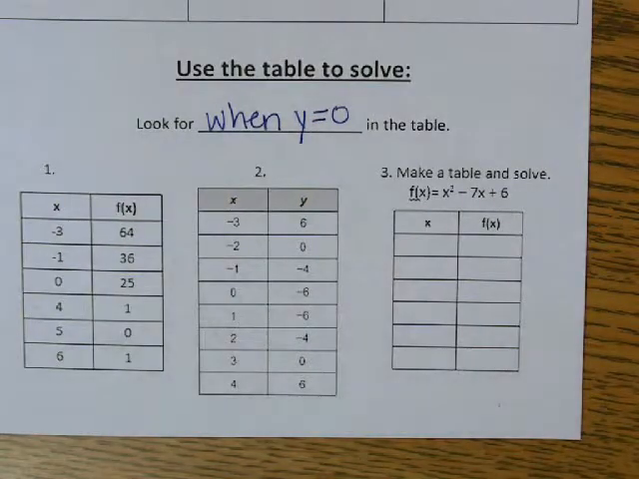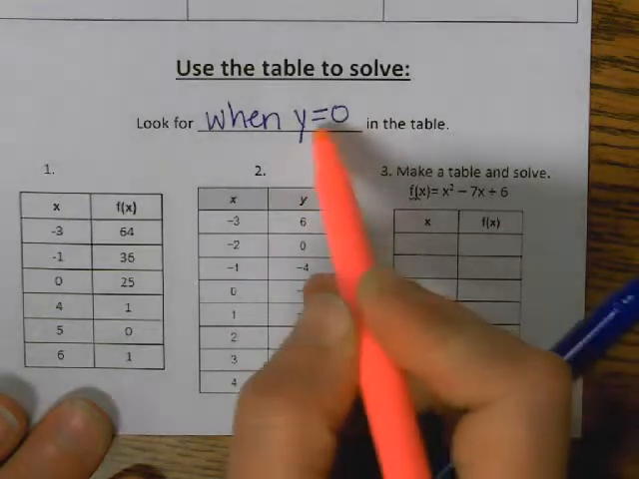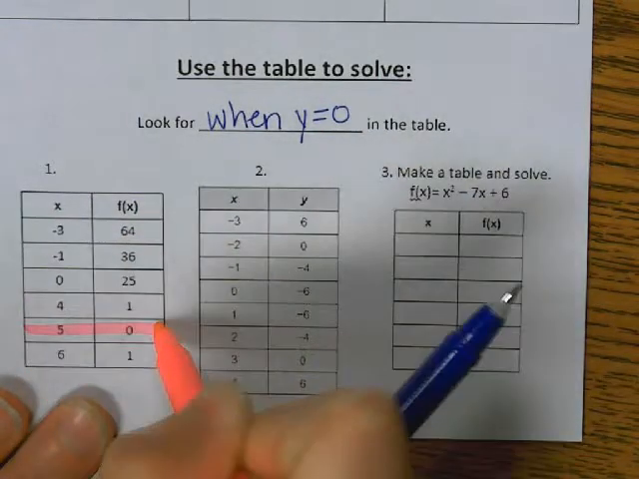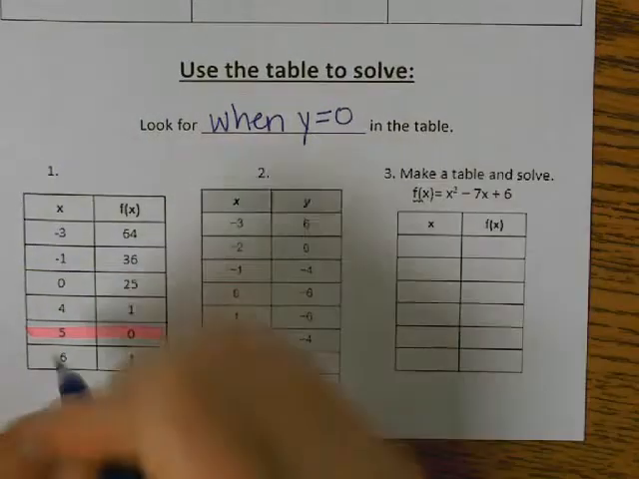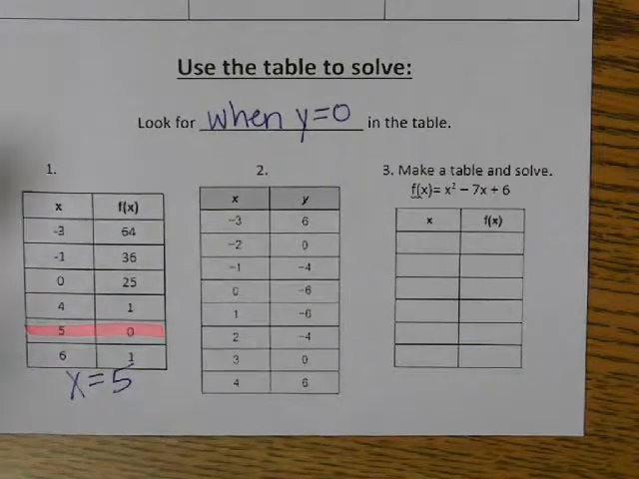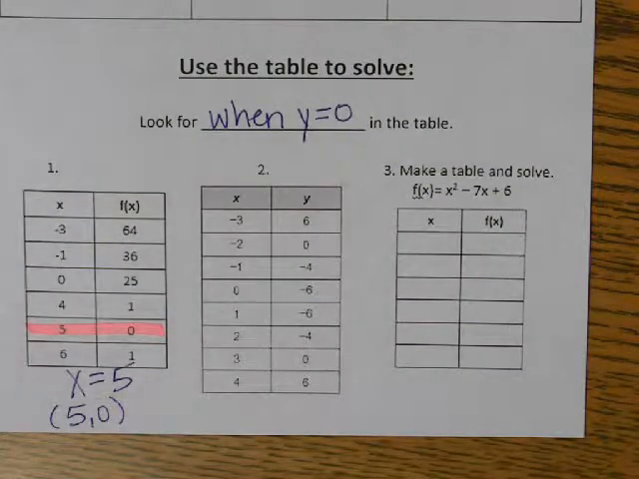Remember, the x-intercept is when the y is 0, and the y-intercept is when the x is 0. So you're literally going to look at this table, and you're going to go, okay, I'm going to look for when y is equal to 0 in my table. Oh, right here. So my solution is x equals 5. Okay? Another way to write that is I could say 5, 0. Either of those would be accepted as solutions to this problem.